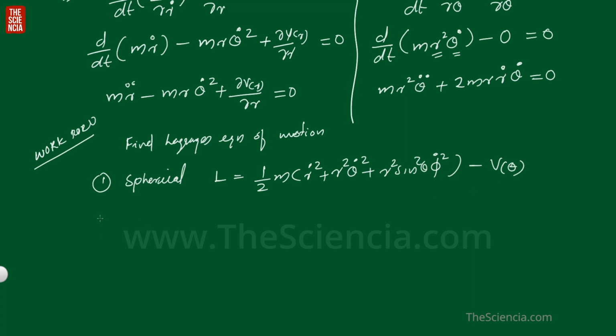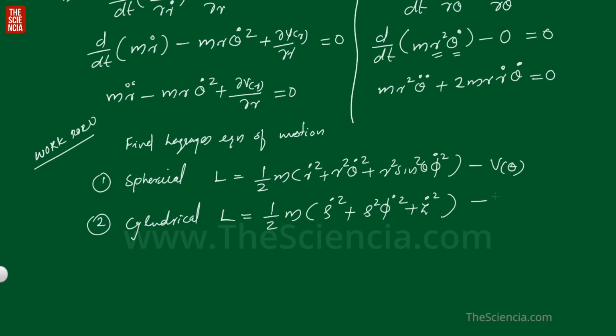And the second one, cylindrical coordinates. In the cylindrical coordinate system, L will be equal to 1/2 m (rho dot square plus rho square phi dot square plus z dot square) minus V, and here my V is a function of rho, phi and z. So please find out Lagrange's equation of motion. First you have to identify what the generalized coordinates are. These are the generalized coordinates for this problem and these are the generalized coordinates for this problem. Okay, so do it.